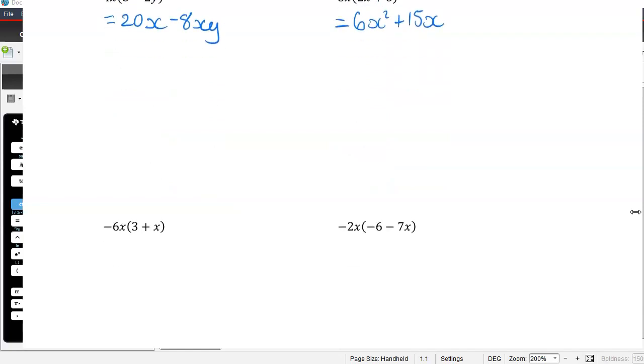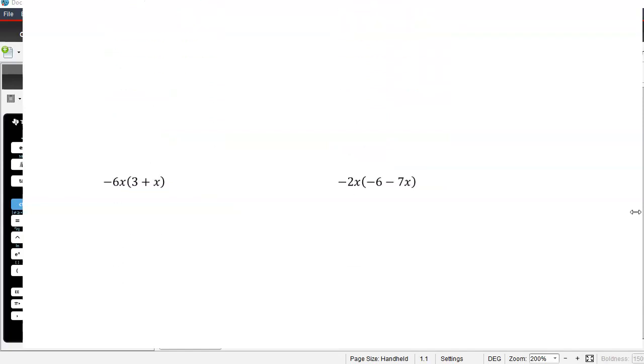Okay, so now I've got this negative term outside the brackets. What do we do there? The same thing we were doing before. We have to times everything within that bracket by what's outside the bracket, because this is negative 6x times by that bracket, times by what is in that bracket.